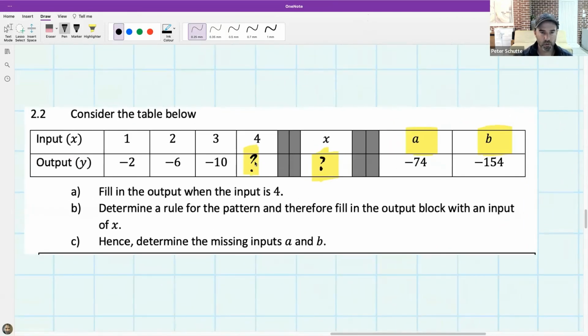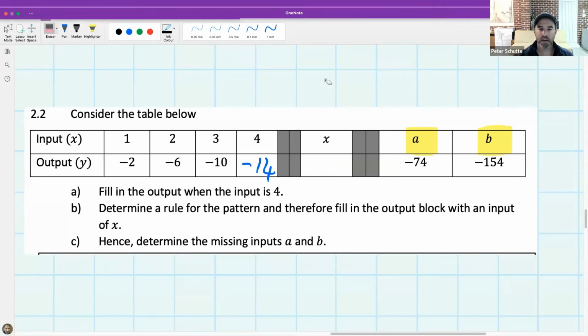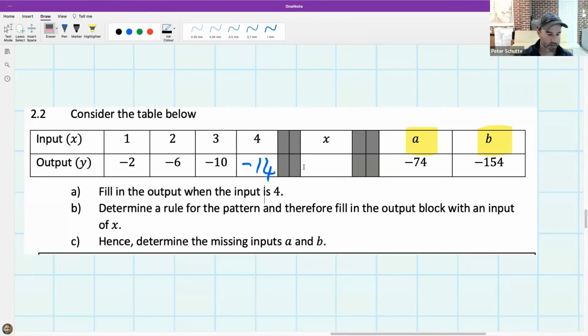So, Kevin, what we need to do is we first need to find what output value goes with 4, and then we want to find what output value goes with X, or basically find the formula, and then we'll go from there. So Ayanda has said that basically you're going down by 4, and so she thinks this is minus 14, which I agree with. That is true. It's minus 14. Now, what is the formula going to be?